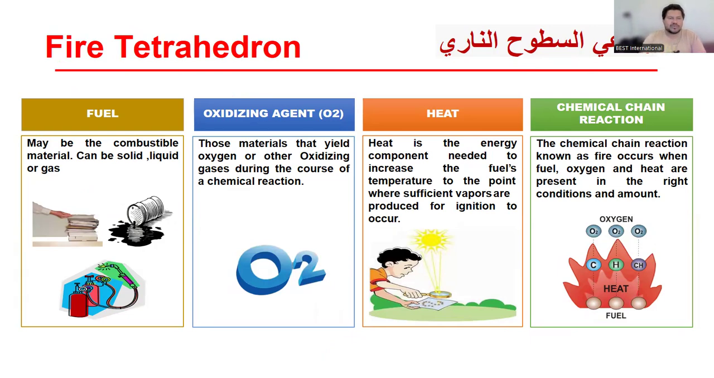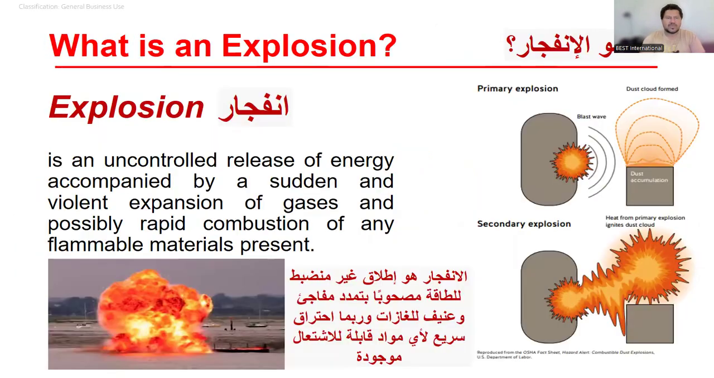And what is fuel? Maybe a combustible material, it can be solid, liquid, or gas. Look at the diagram. An oxidizing agent like oxygen, and heat, in any shape it can be present. Could be temperature. That's why we have to understand the flash point, the fire point, the auto-ignition temperature, or different extremely flammable gases or hazardous materials. Same way, what is the chemical chain reaction? Fire occurs when fuel, oxygen and heat are present in the right condition and amount as well.